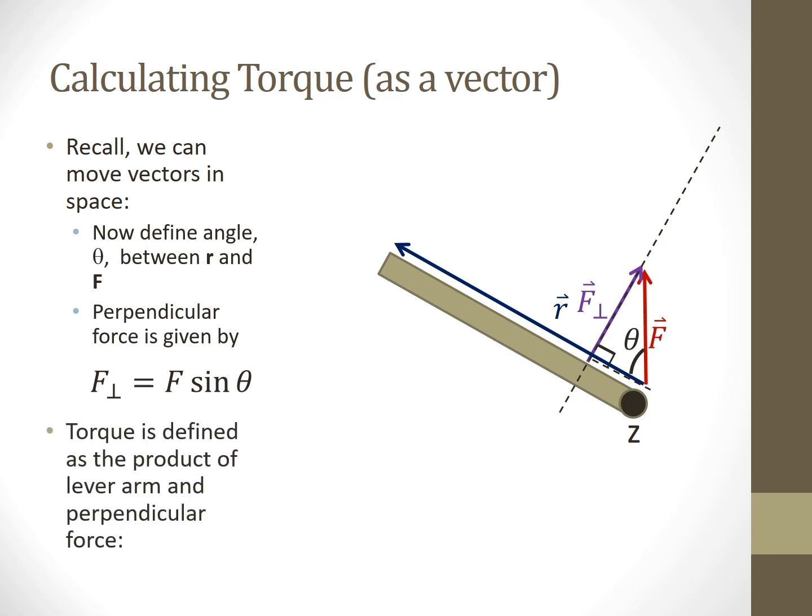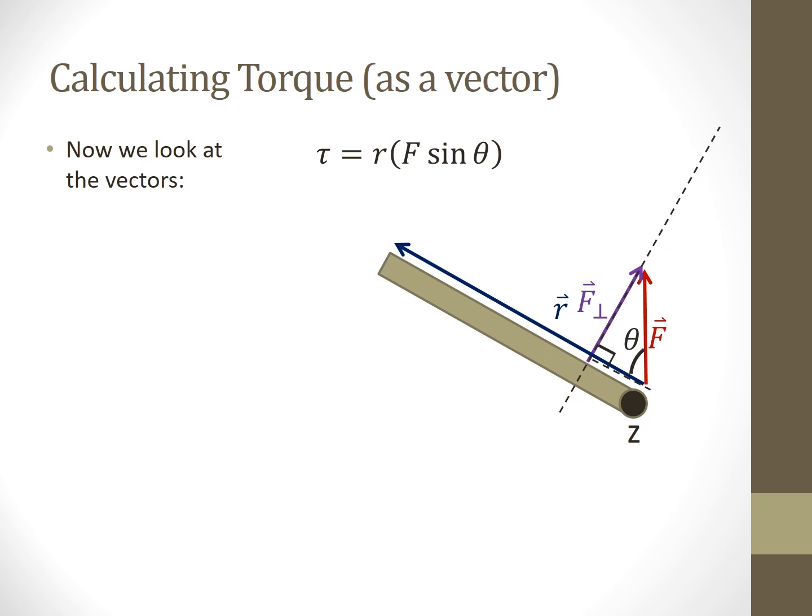Now we're going to define torque as the product of the lever arm and the perpendicular force. If we knew the magnitude of that perpendicular force, F perpendicular, and we knew the magnitude of r, we simply multiply them together to get the torque as a magnitude. If we're only given the actual force and not the perpendicular force, then we need to take the sine of the angle. So torque is equal to r times F sine theta.